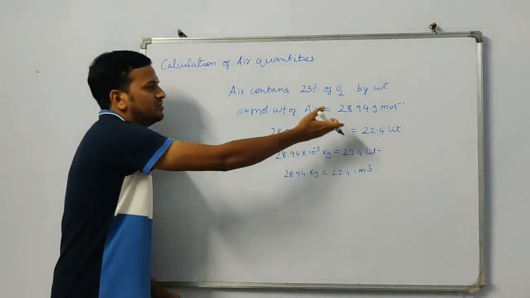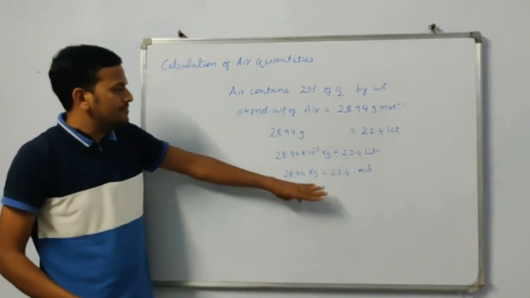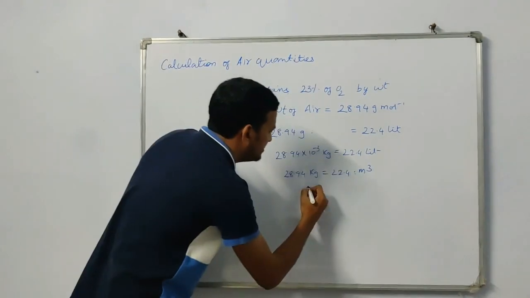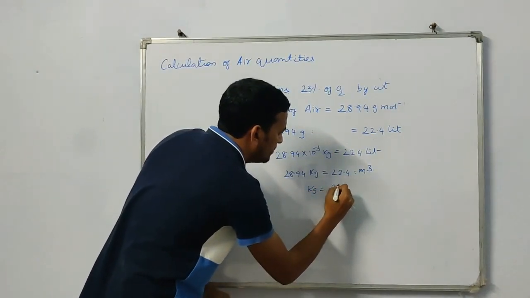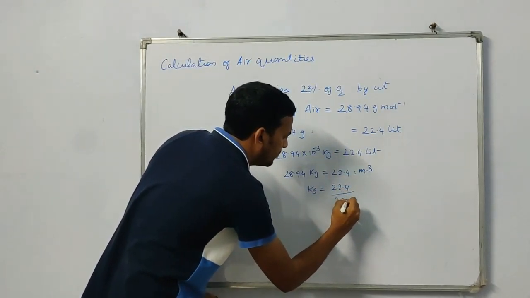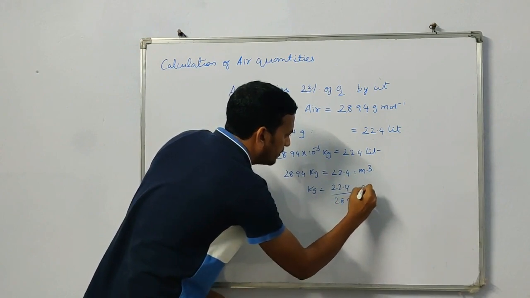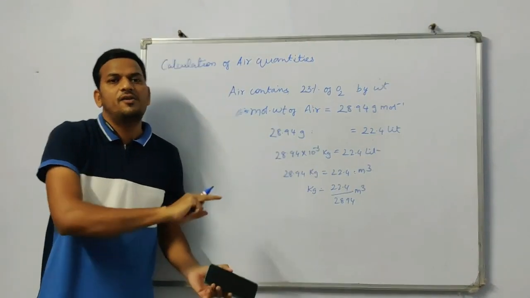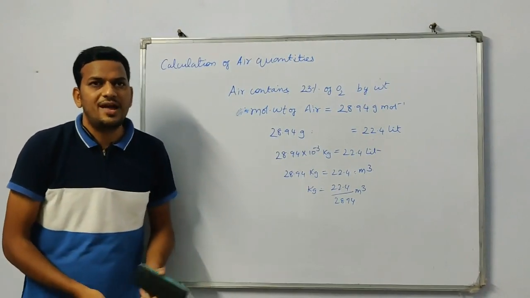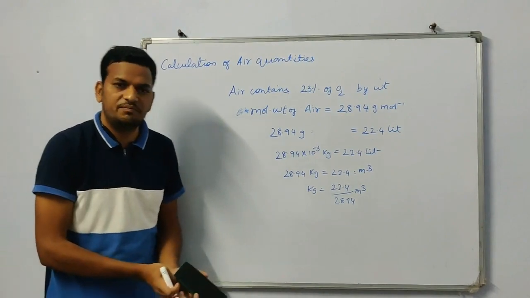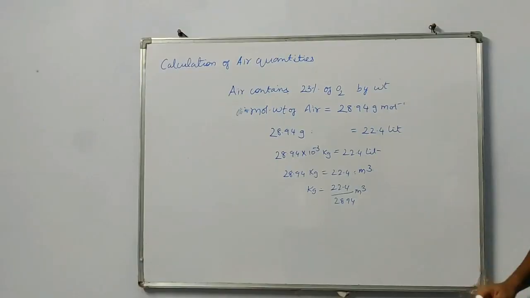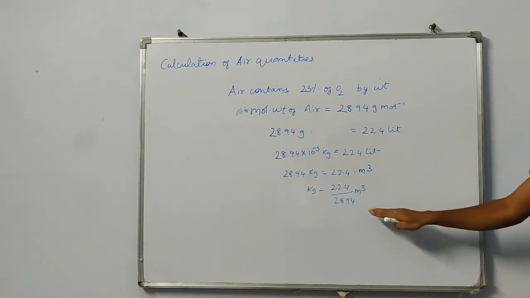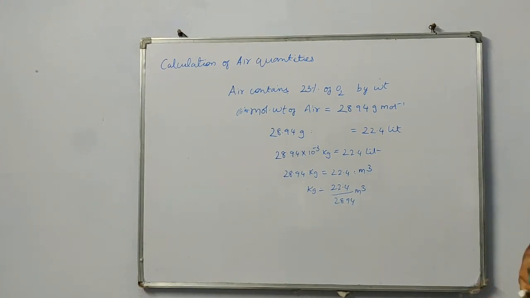28.94 grams equals to 22.4 liters, or 28.94 kgs equals to 22.4 meter cube. So you have 1 kg equals to 22.4 by 28.94 meter cube. So see, we have to remember these interconversions for converting mass of air into volume of air, or vice versa. So 1 kg equals to 22.4 by 28.94 meter cube. So now we will see some calculations.